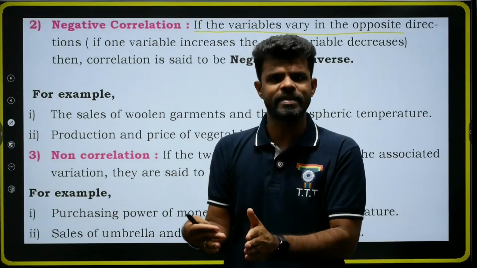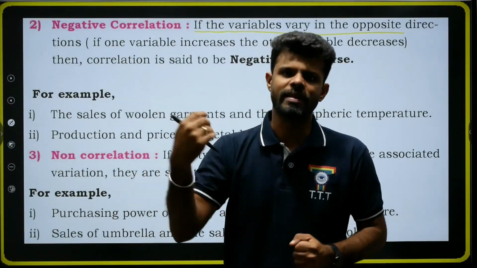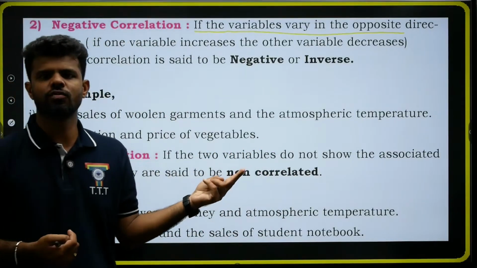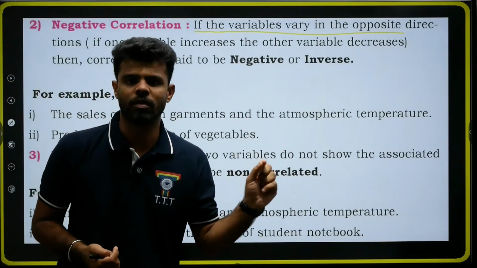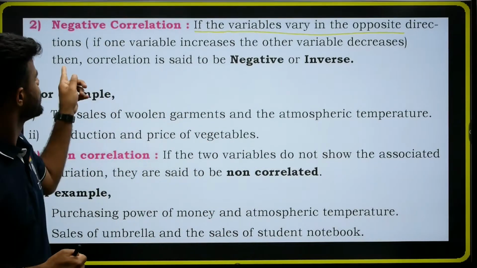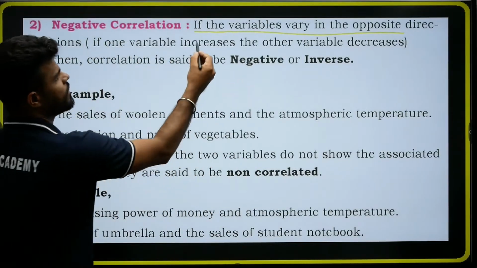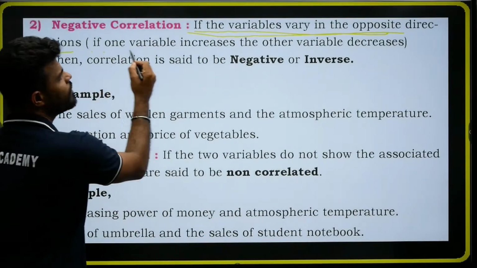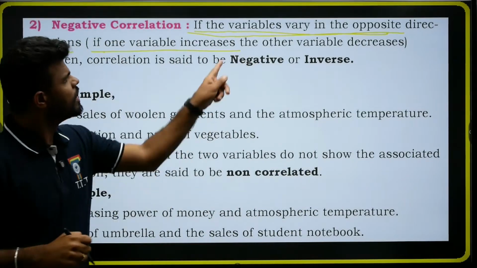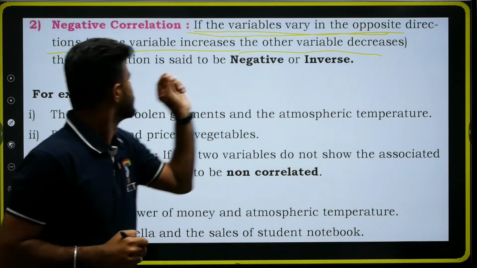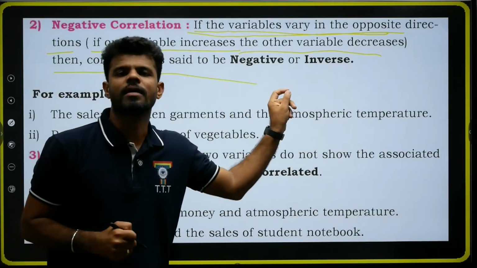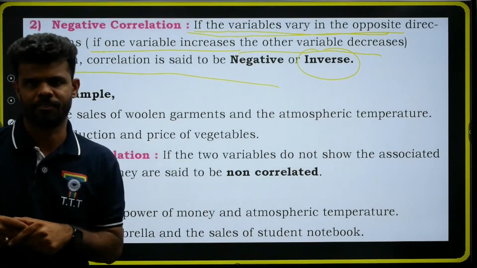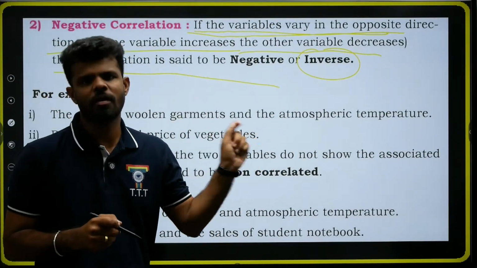So one variable should be increasing, another variable should be decreasing. Then such two variables are said to be negatively correlated. So that is the second type of correlation, that is, if the variables vary in the opposite direction. That means if one variable increases, another variable decreases, such correlation is said to be negative correlation, or you can say inverse correlation. Is it clear? So that is the second type of correlation.